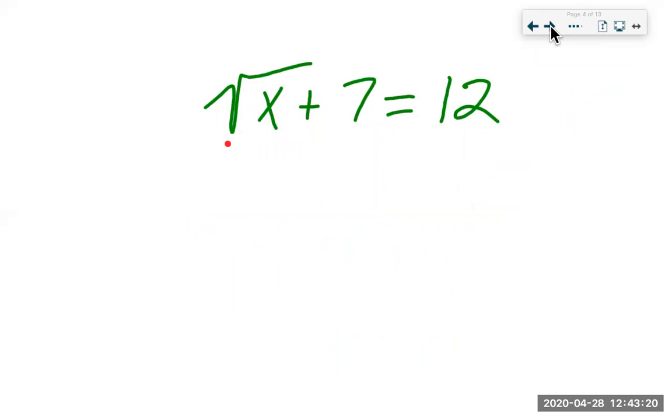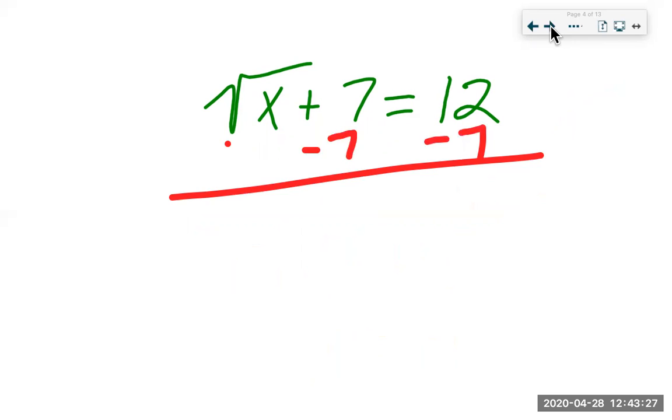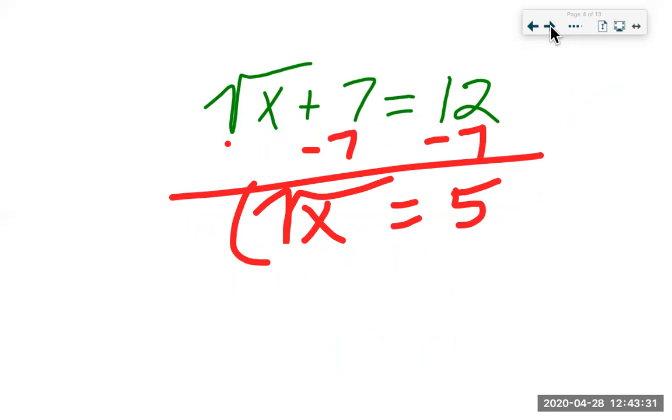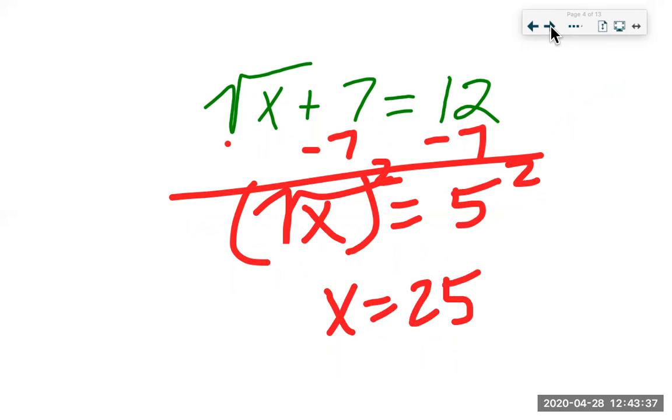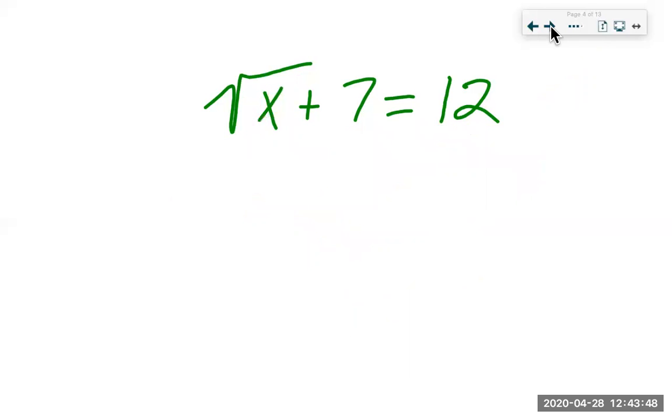So now we have the square root of x plus 7 is equal to 12. Well, to isolate the x, we would subtract 7 from both sides, and we're left with the square root of x is equal to 5. And to get rid of that, we would square both sides. So x is equal to 25. So now let's replace x with 25. The square root of 25 is 5 plus 7 does equal 12. So again, we have confirmed that our answer works.